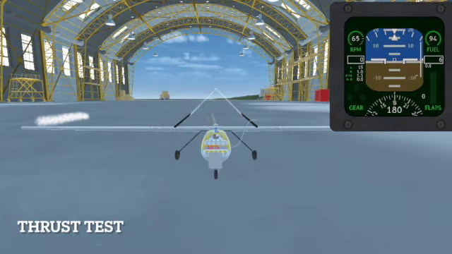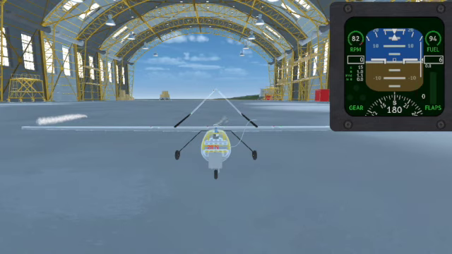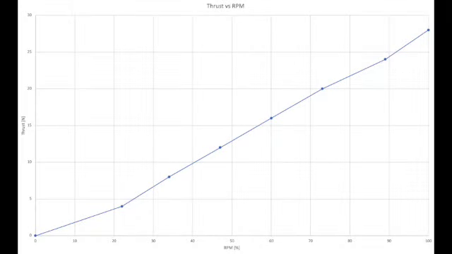In the thrust test, the Albatross's thrust was put to maximum, which can be seen as 28 newtons. As seen, the thrust increases linearly with RPM.